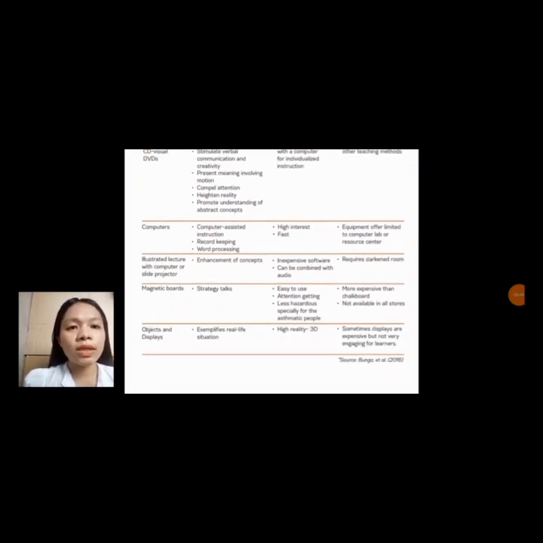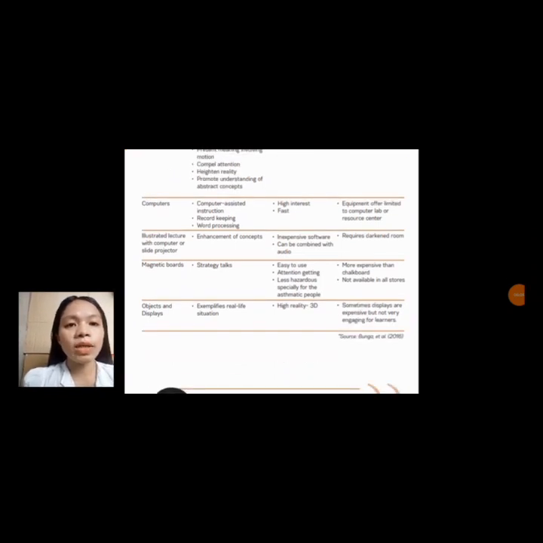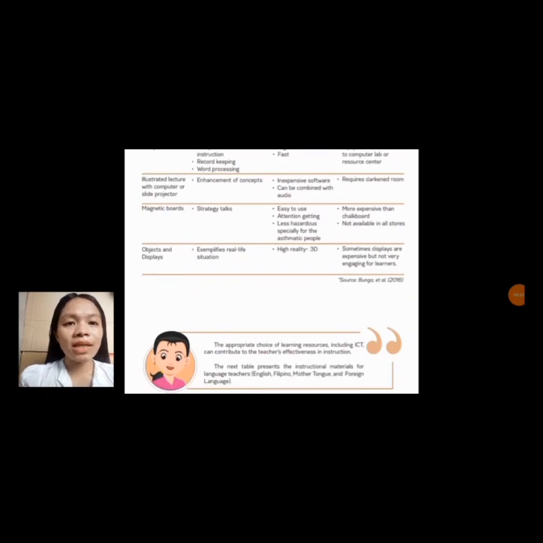Computers. Uses: computer assisted instruction, record keeping, word processing. Advantages: high interest, fast. Disadvantages: equipment often limited to computer lab or resource center. Illustrated lecture with computer or slide projector. Uses: enhancement of concept. Advantages: inexpensive, software can be combined with audio. Disadvantages: requires darkened room.